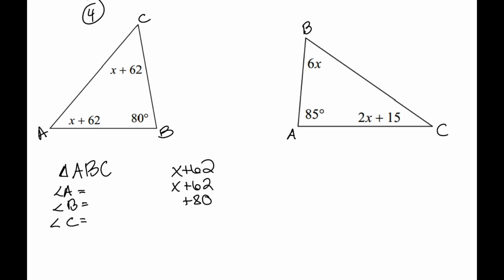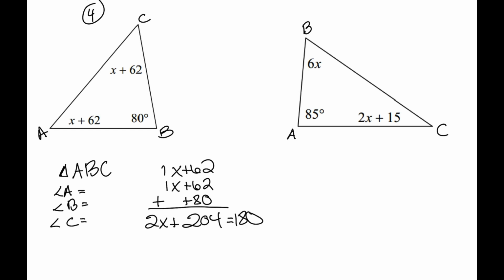So we have to remember that 3 angles inside the triangle will add up to be 180 degrees. So we're going to add all these 3 angles together. So we got 62 plus 62 plus 80. That's going to make 204. We got 1x and 1x. That's going to make 2x. Now that we combine them together, that's going to be equal to 180 degrees.